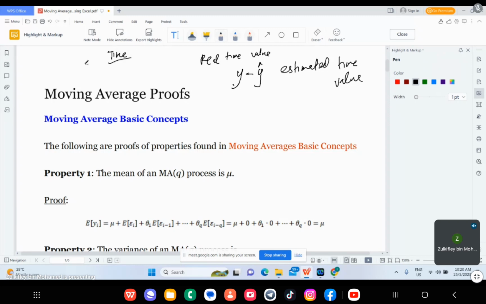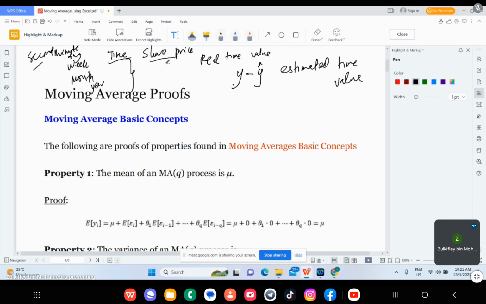Time can be day, week, months, year, minutes, second, and so on and so forth. That is time. So your time and the value. For example, share price, harga saham.